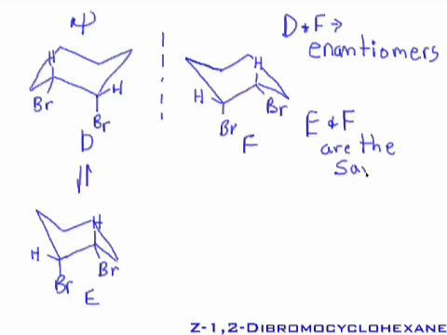Now, at room temperature, cyclohexane can ring flip easily. Because of this, the enantiomer D changes into F by a ring flip, because E and F are the same thing. That means D and F are constantly interchanging.